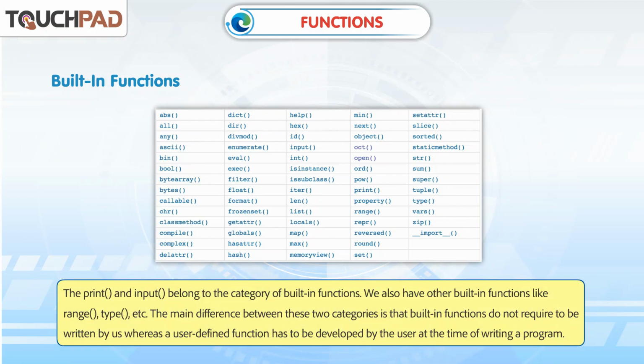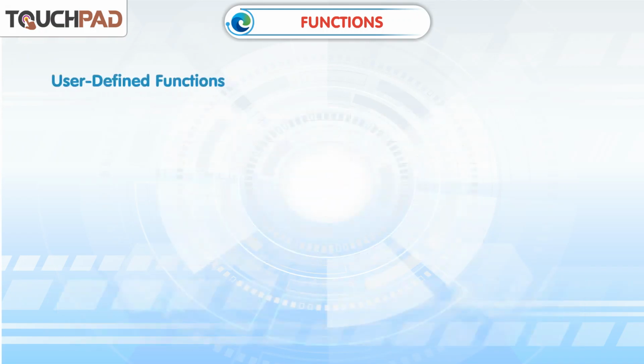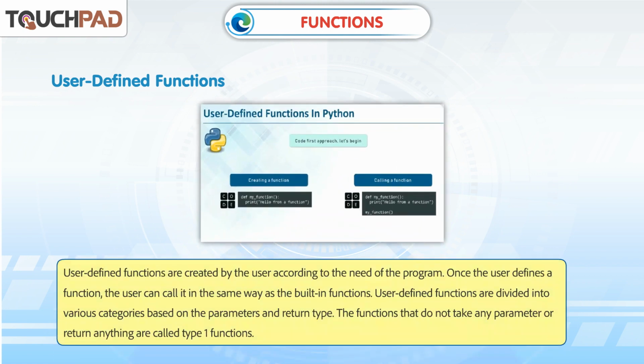The main difference between these two categories is that built-in functions do not require to be written by us, whereas a user-defined function has to be developed by the user at the time of writing a program. User-defined functions. User-defined functions are created by the user according to the need of the program. Once the user defines a function, the user can call it in the same way as the built-in functions. User-defined functions are divided into various categories based on the parameters and return type.